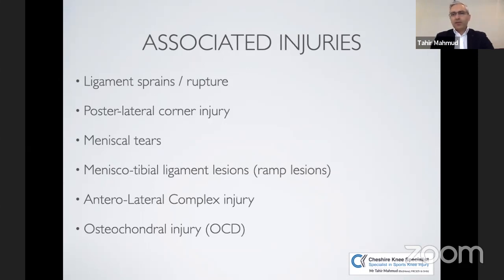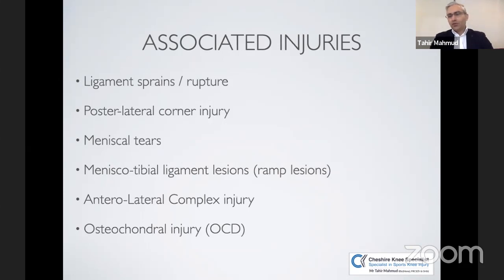There may be associated injuries, particularly with contact injuries, such as posterolateral corner injuries. There can be meniscal tears, and studies show that up to 50% of ACL injuries are associated with an injury to the meniscus. This can either be a medial or a lateral meniscal injury, and the lateral meniscal injuries are more common at the time of an ACL rupture than medial meniscal injuries. There can also be injuries to the meniscotibial ligament, and these are referred to as ramp lesions, and these have been described quite extensively in the last few years, and the treatment for these injuries has also been described.